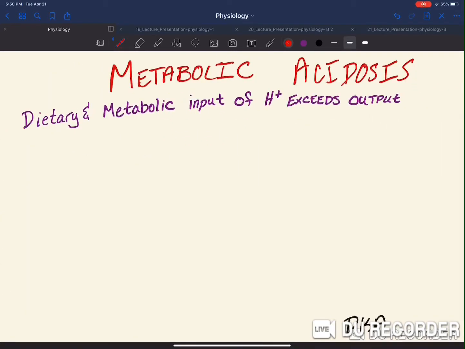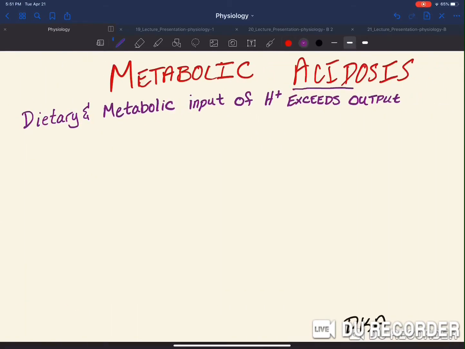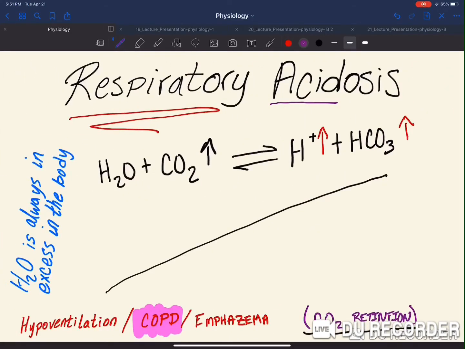Okay, so now we have the metabolic acidosis, right? So again, here's a thing that I didn't really mention on the last one. We're talking about the acidosis, right? So acid, and the acid means that we have that low pH and the high hydrogen, right? Because of that inverse relationship between pH and hydrogen. And again, you can see that here on this equation because you're seeing the hydrogen increase right here.